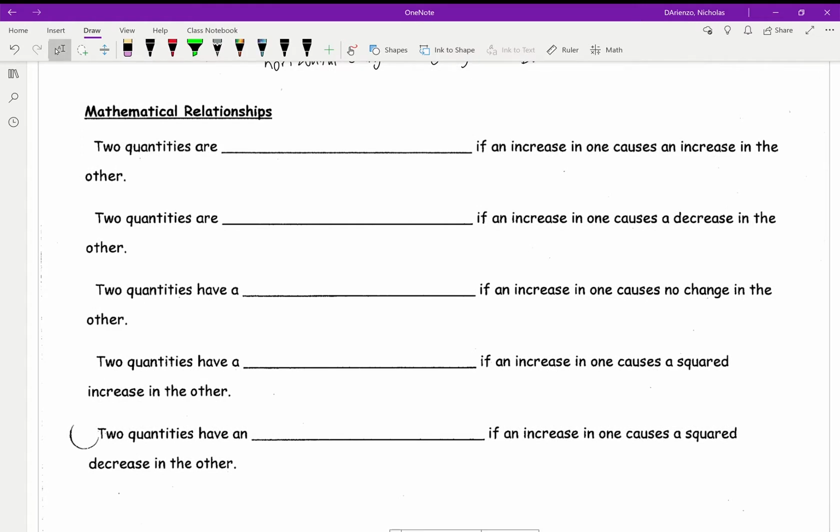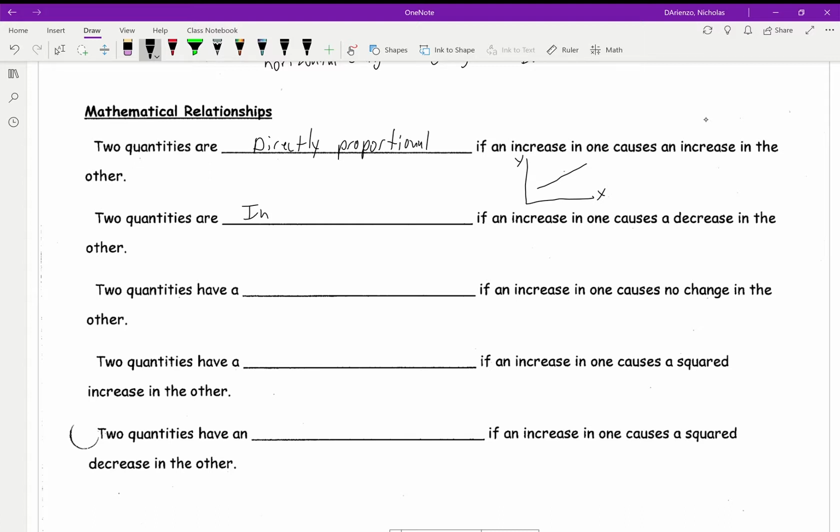We'll take a look at a few different mathematical relationships here. The two most common ones that we see, so when two quantities are directly proportional, meaning when an increase in one variable will cause an increase in the other variable. So both are increasing together. We tend to see that on a graph as a linear line, increase on both the x and the y.